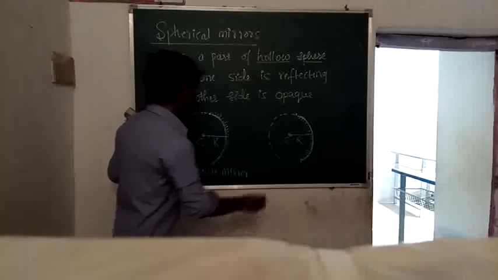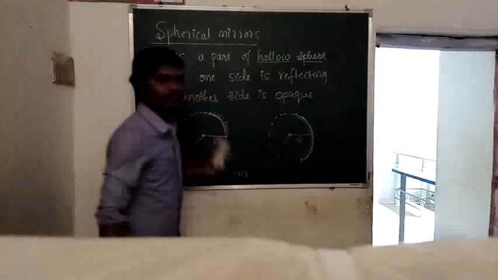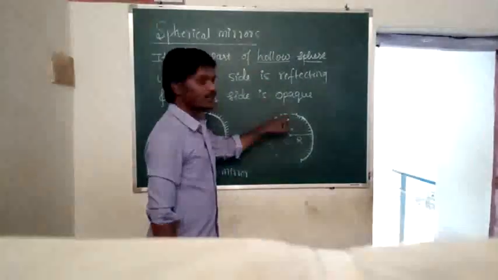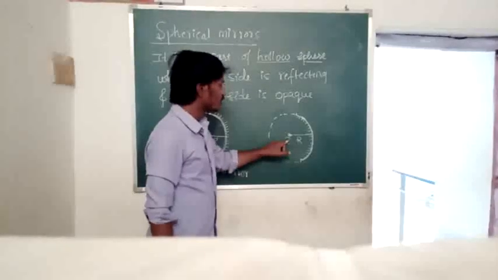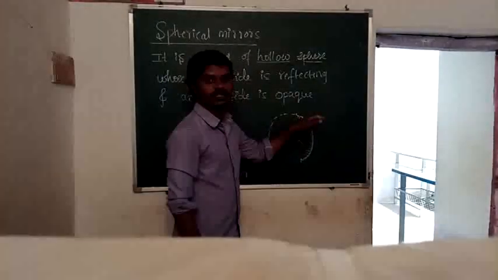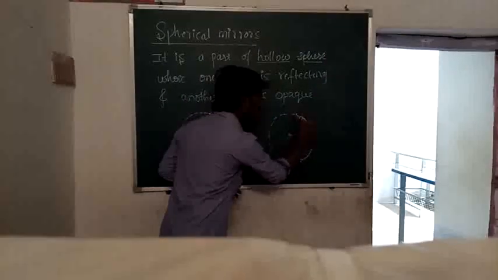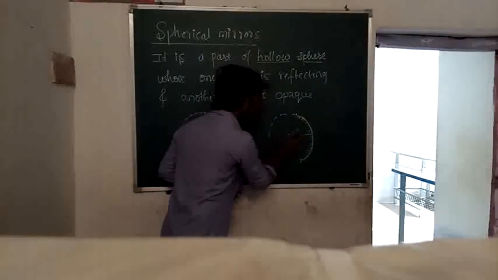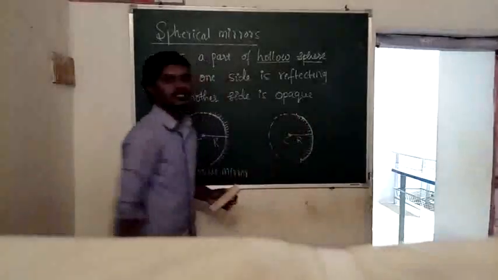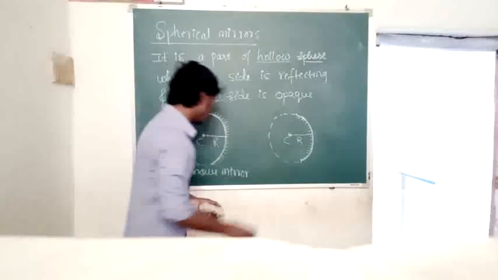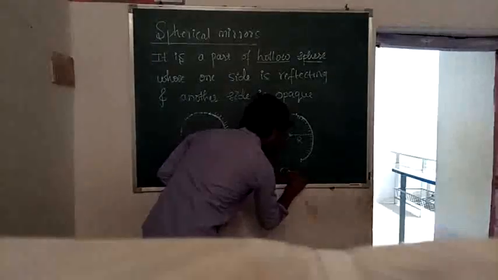Then how do we define a convex mirror? A convex mirror is a spherical mirror whose center of curvature is behind the reflecting surface. This is the reflecting surface, and the center of curvature is behind it. This type of spherical mirror is called a convex mirror.